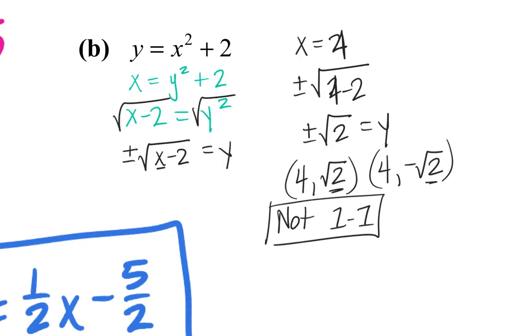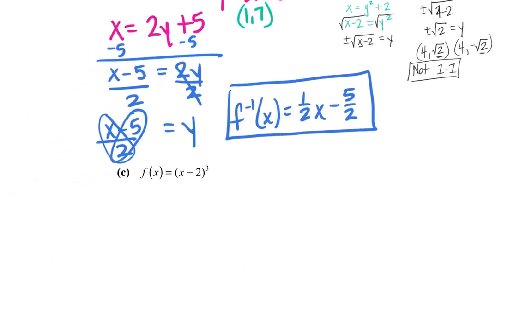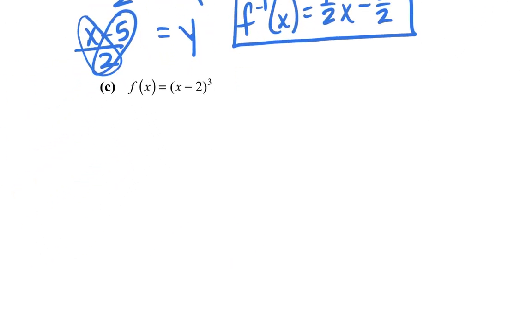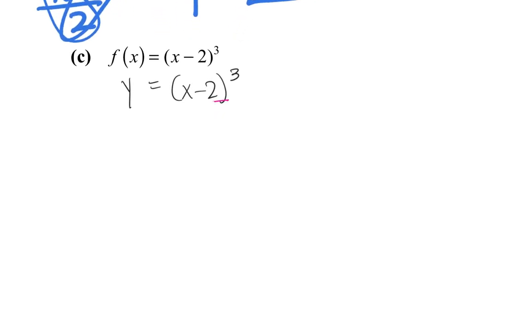So therefore there is no inverse. All right, and now this next one here, I'm going to turn this into y equals (x minus 2) cubed, and then I'm going to solve. So now I've got x equals (y minus 2) cubed. The opposite of cubing something is to take the cube root, so I'm going to take the cube root of both sides. So I've got the cube root of x is equal to y minus 2.